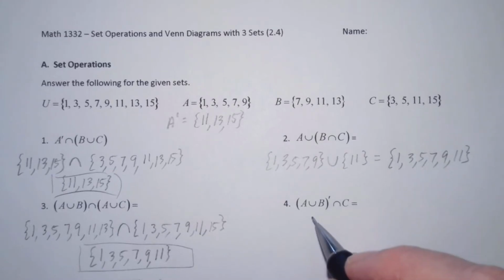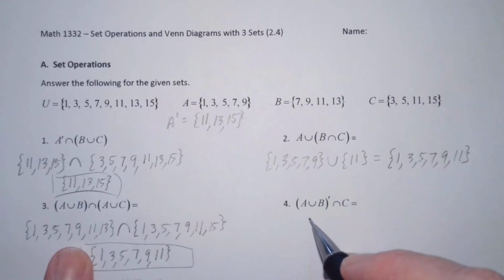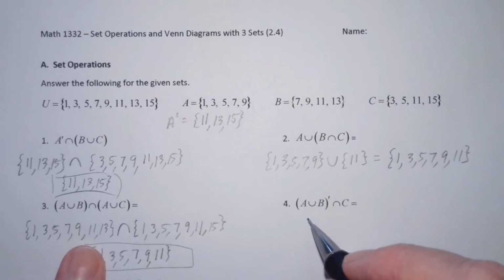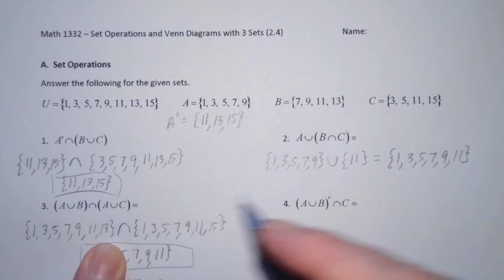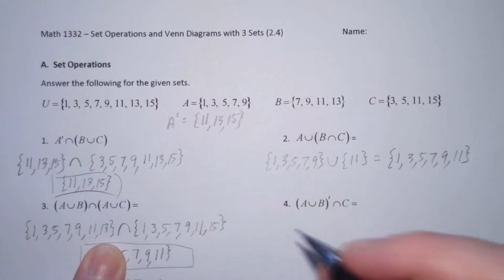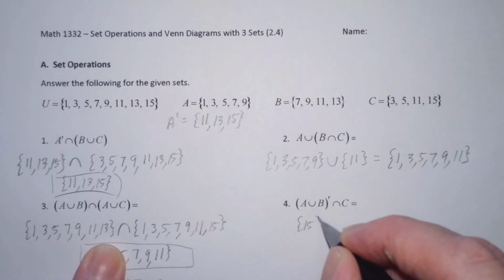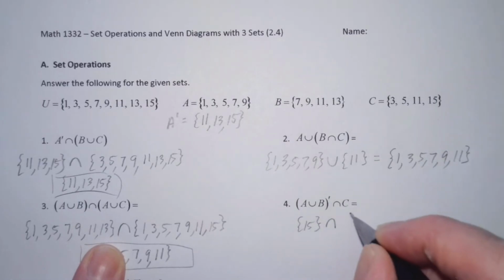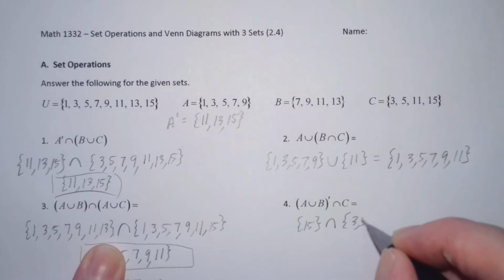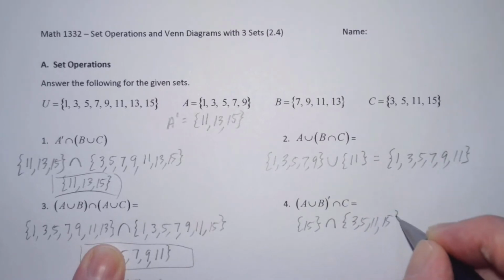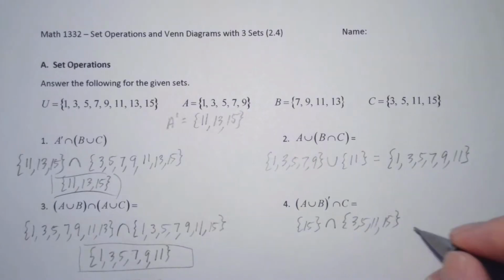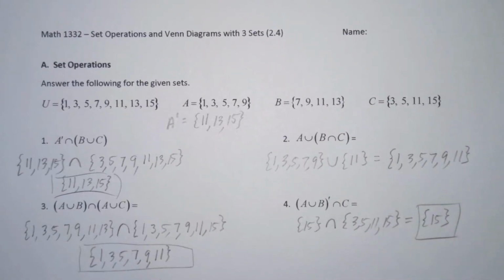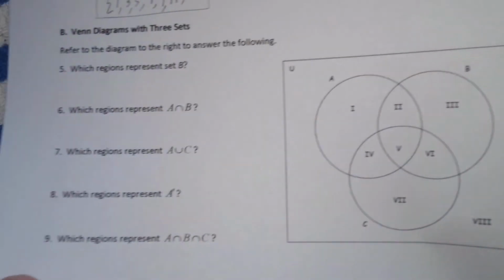All right, so here, A union B, we just found. And so it's 1, 3, 5, 7, 9, 11, 13. Well, in the universal set, the only number we don't have is 15. So this is just 15. And we're going to intersect that with C. 3, 5, 11, 15. And of course 15 is the only element in both of those sets, and so that's going to be our final answer. All right, let's move on to the next part here.